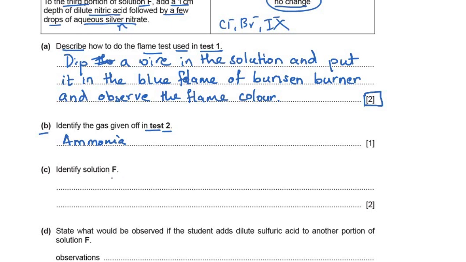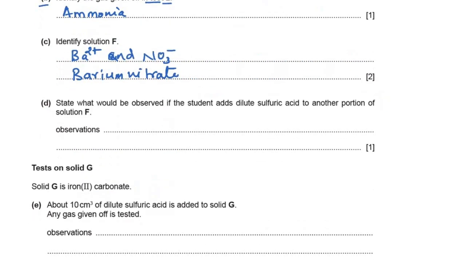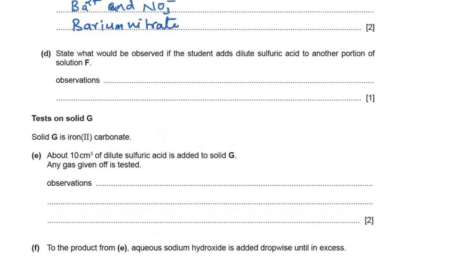Now identify solution F. We have already identified that solution F is barium, so we can write Ba2+ and NO3-, or we can also write it by name, barium nitrate. So we can specify the 2 ions in the formula, that is Ba2+ and NO3-, or we can write the whole name of solution F as our choice, it doesn't make any difference.